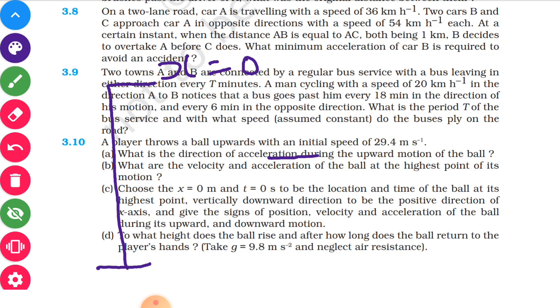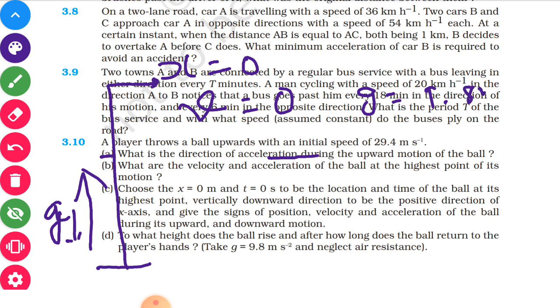Now whenever it is moving vertically upward, the acceleration due to gravity is in downward direction. So direction of acceleration for the first is downward direction. Okay. Now what are the velocity and acceleration of the ball at the highest point of its motion? At highest point it stops for a while, so velocity is equal to 0, and acceleration is due to gravity, and it is g is equal to 9.8 meter per second square, and it will be in downward direction.